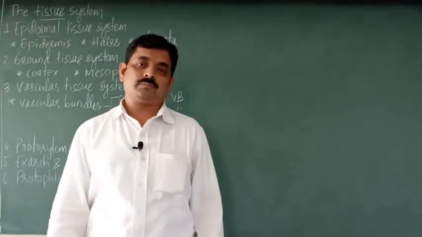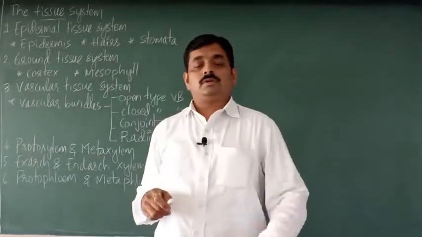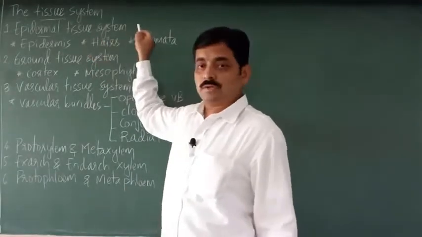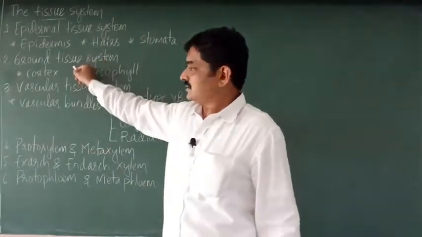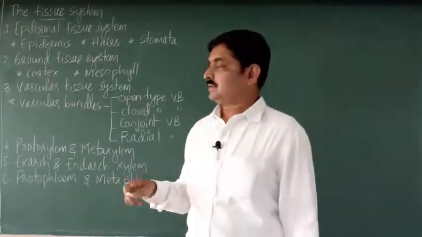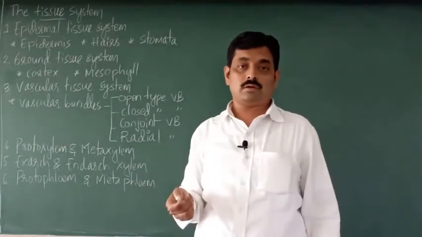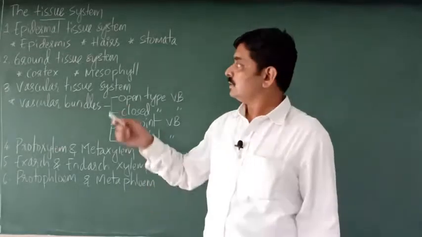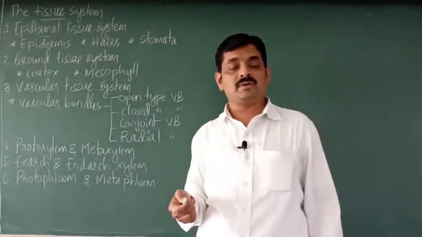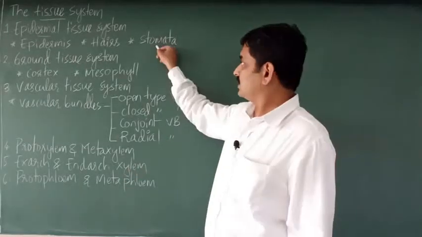Hello students. In this video we shall consider the tissue system. The tissue system is classified as the epidermal tissue system, the ground tissue system and the vascular tissue system. So these are the three major tissue systems: epidermal, ground and vascular. The epidermal tissue system is composed of the epidermis, then the hairs and finally the stomata.